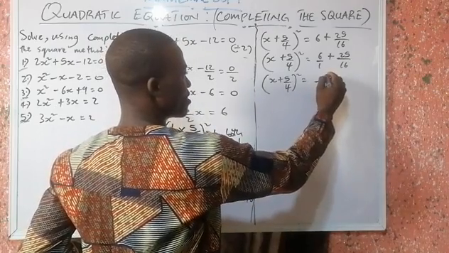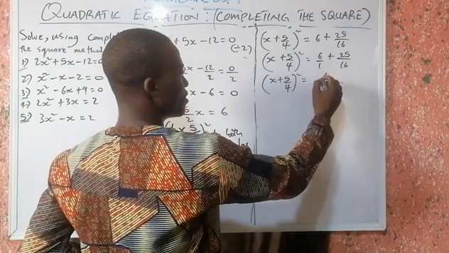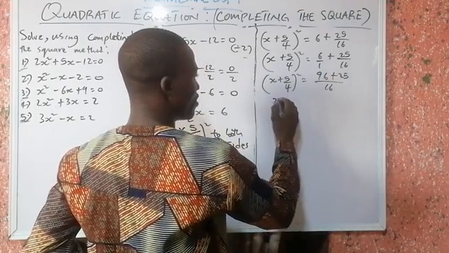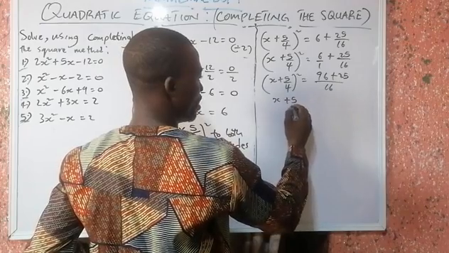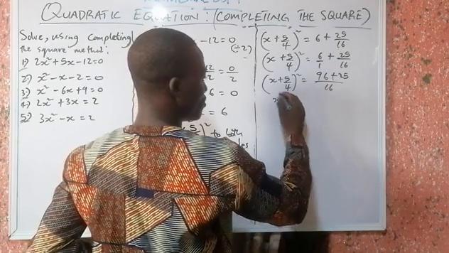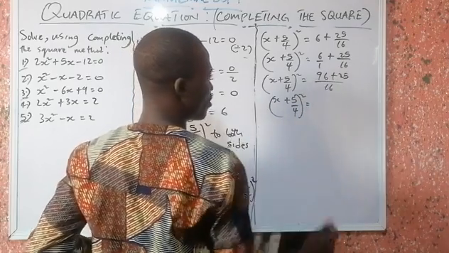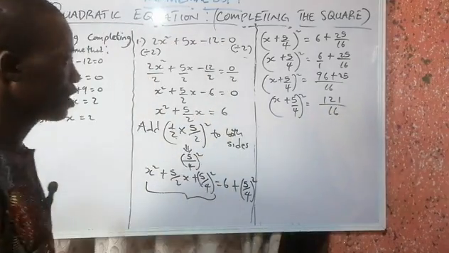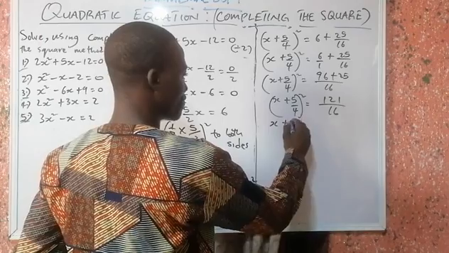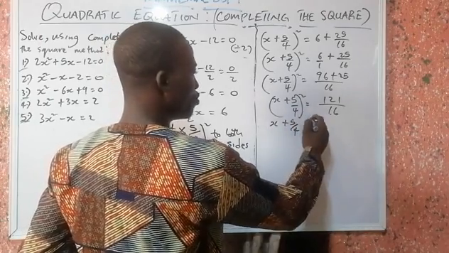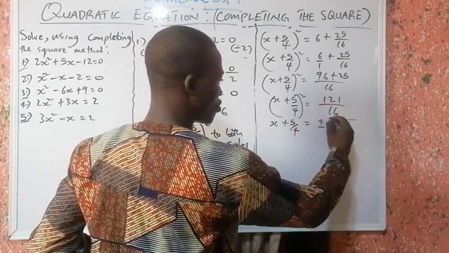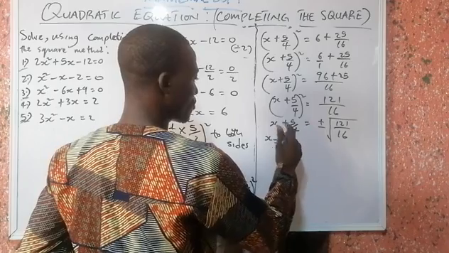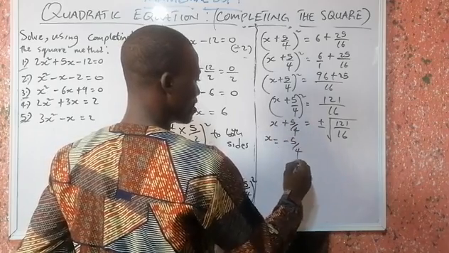16 times 6 gives me 96. Remember 9 plus 25. And that will give me x plus 5 over 4 squared again, equals 96 plus this, that's 121 over 16. So I can now say I have x plus 5 over 4, taking the root of both sides. So that will give me plus or minus root 121 over 16. So that will be x equals, we move 5 over 4 to this side, that's minus 5 over 4.